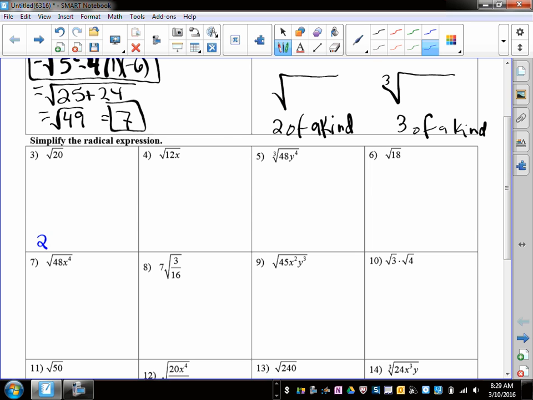So we have to break down 20. That's your first step for our radicals. We have to break it down. I got it. Thank you, Jason. Go ahead and get out your homework if you have it, and worksheet 11.